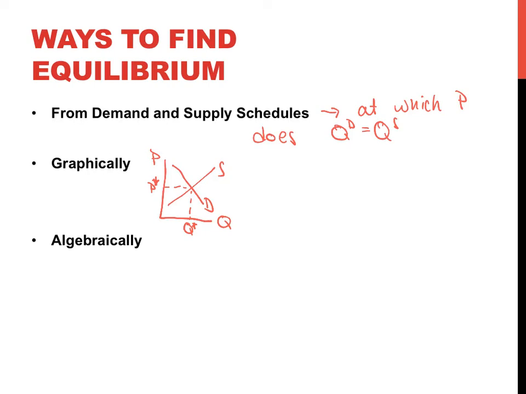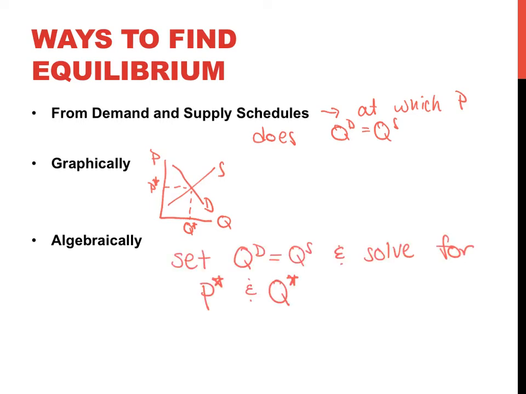And then finally, we can find equilibrium algebraically. So if we have equations for demand and equations for supply, so these equations would relate price and quantity demanded and price and quantity supplied, then we can set quantity demanded and quantity supplied equal and solve for P star and Q star, which is essentially the same thing as saying we find their point of intersection.